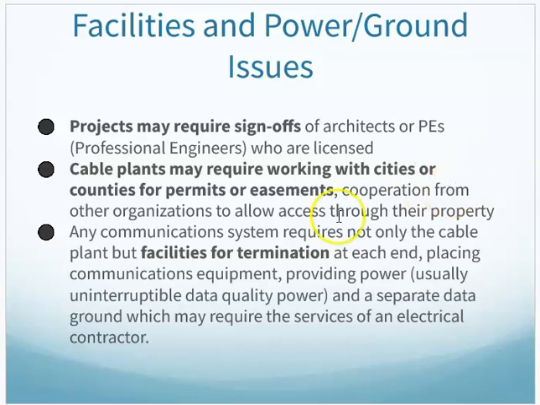Projects may require sign-offs by certain people who are licensed, whether it be engineers or so forth. That has to be planned for. Sometimes it takes time to do that. Cable plants might work with cities or counties and might need permits and easements. Again, that needs to be planned for. Time needs to be planned for. Sometimes these meetings happen on a certain day of the month. If you miss it, you've got to wait a month. So some of this has to be planned or thought about ahead of time.